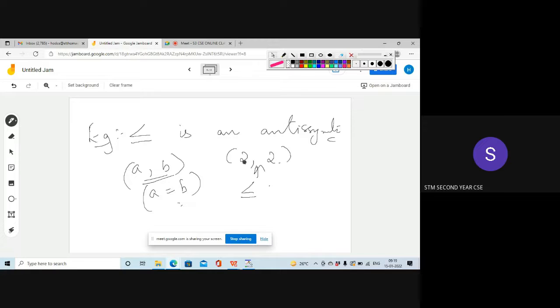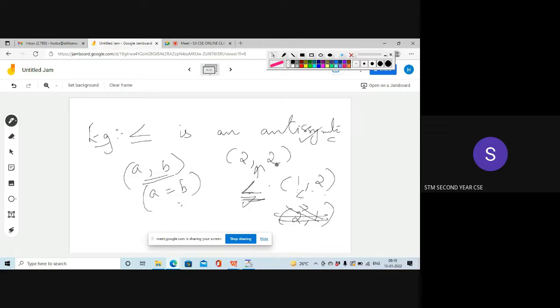Let us see the next ordered pair, (1, 2). 1 is less than 2, so it satisfies this property. And if (1, 2) is in the relation, (2, 1) cannot exist in this relation because 2 is greater. So this ordered pair will not exist in less than or equal to. So if (1, 2) exists, then (2, 1) cannot exist in this relation, so we call it an anti-symmetric relation.